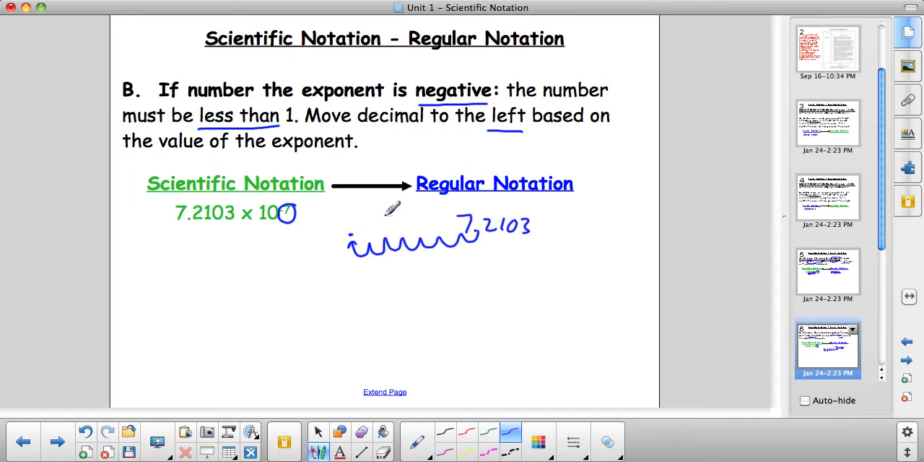Now, in order to hold this decimal, I've got to fill in all these zeros. So it's 1, 2, 3, 4, 5, 6, and then I always put a 0 before the decimal as well. So I'm left with 0.